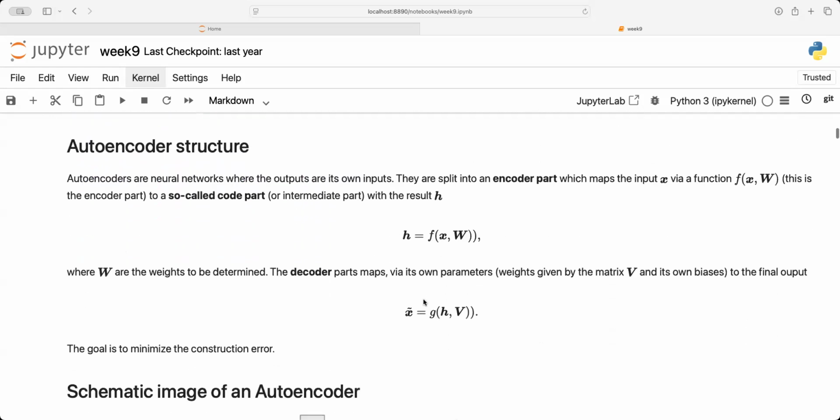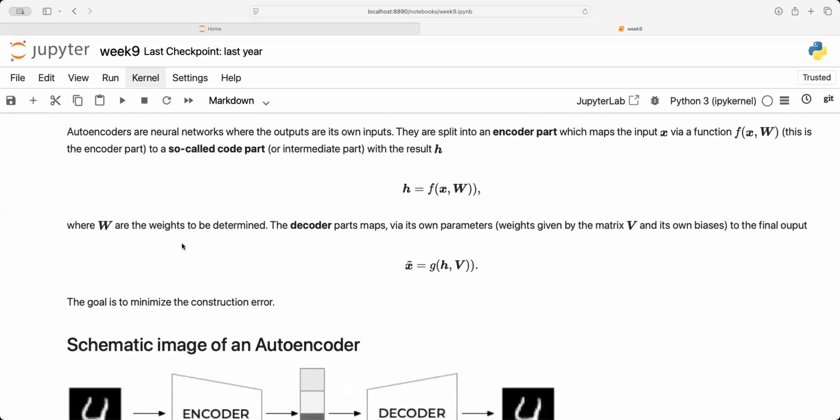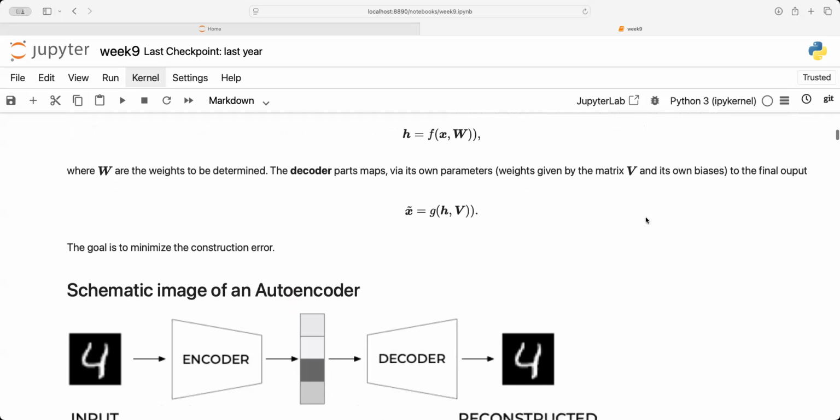So a typical autoencoder, as we said last time, there is a transformation of your input data. There is some matrix or some weight here, W. This can be linear, non-linear, complicated. That produces an intermediate part, which is normally called the code part, or just intermediate part. And then this intermediate part, together with its weights, which are trained by standard backpropagation. Then you have a decoder part, which maps via its own parameters, typically this weight matrix V, and its own biases. It then produces an output here.